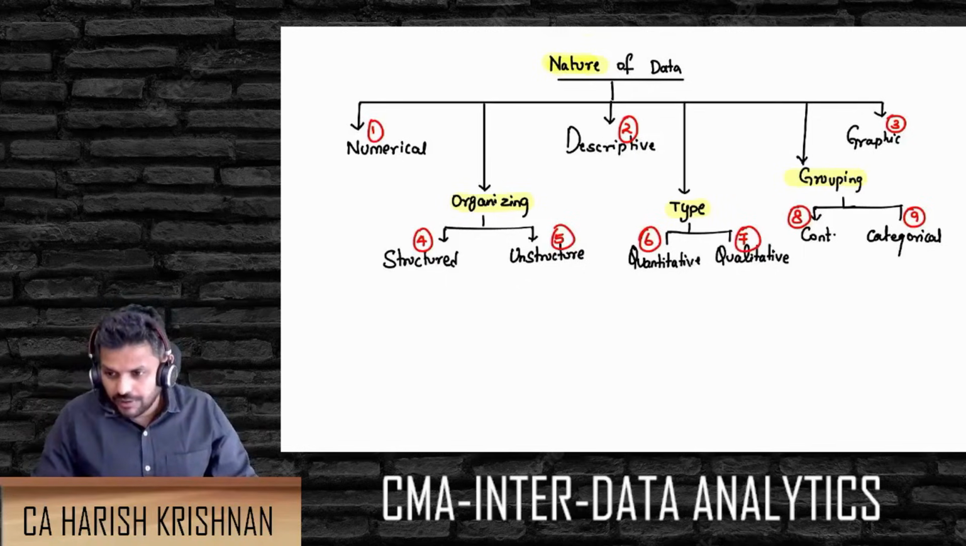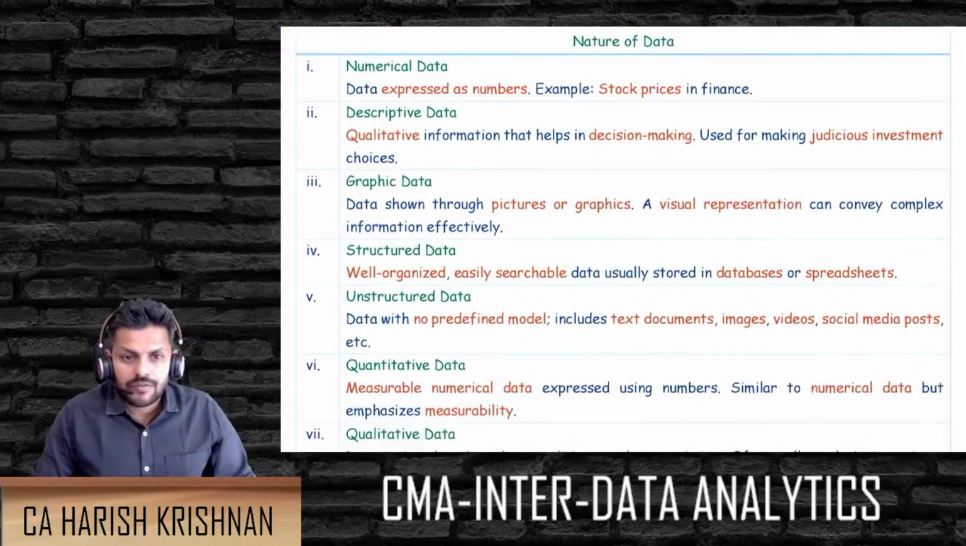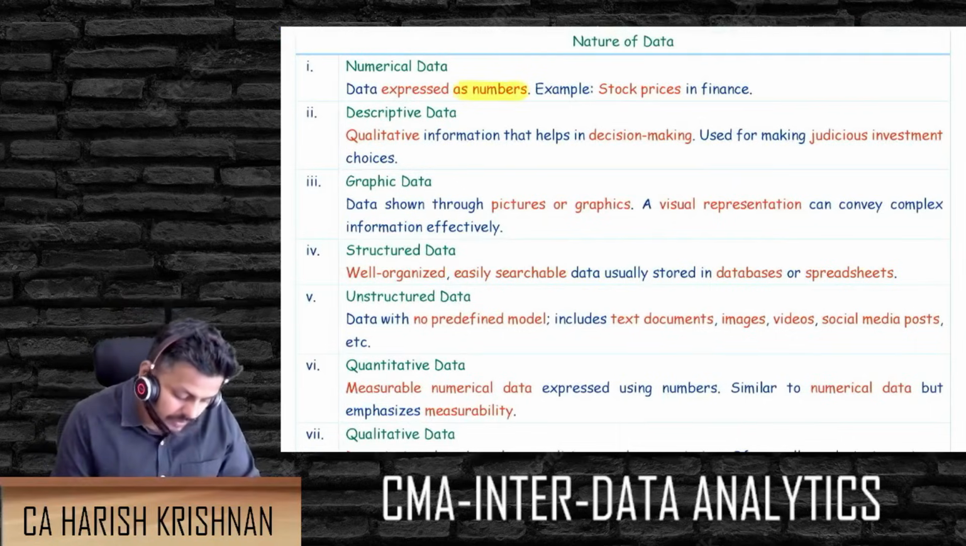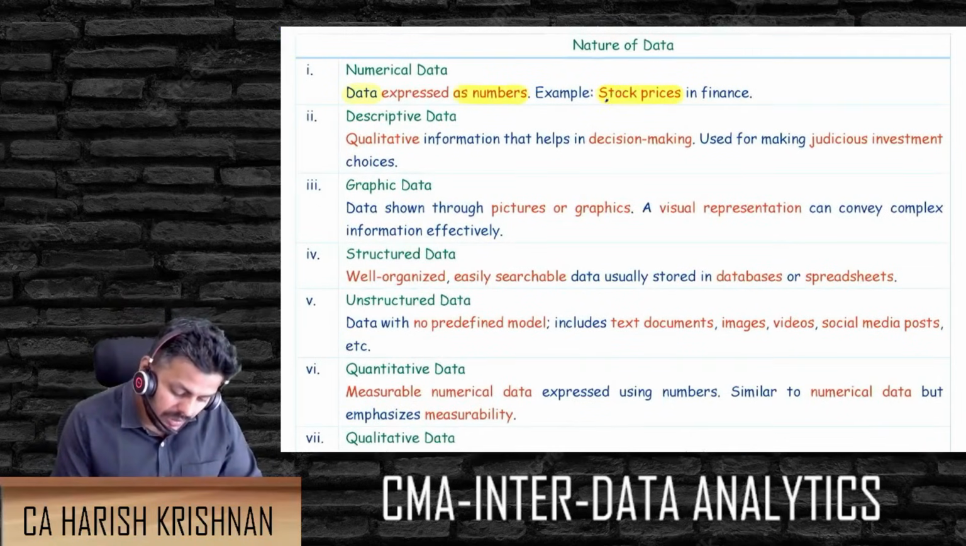This could be a straight question in the exam. Things become very easy if you are able to figure out what they are. Let us come back to that point here, guys, on nature of data. Numerical data, what is expressed as numbers, is called numerical data. Stock prices are purely numerical data.